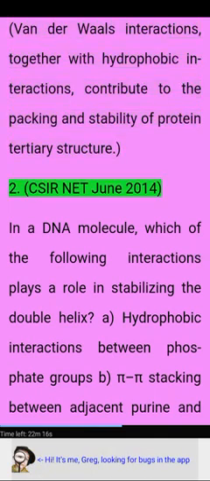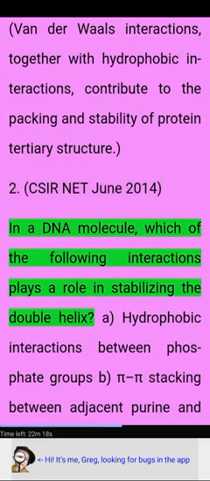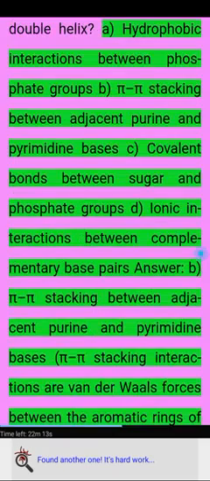2. CSIR NET June 2014. In a DNA molecule, which of the following interactions plays a role in stabilizing the double helix? A. Hydrophobic interactions between phosphate groups. B. Pi-pi stacking between adjacent purine and pyrimidine bases. C. Covalent bonds between sugar and phosphate groups. D. Ionic interactions between complementary base pairs. Answer. B. Pi-pi stacking between adjacent purine and pyrimidine bases. Pi-pi stacking interactions are van der Waals forces between the aromatic rings of adjacent nitrogenous bases in DNA.